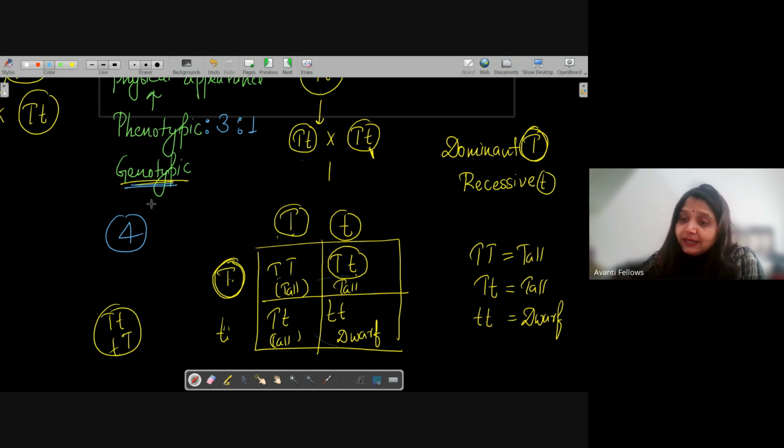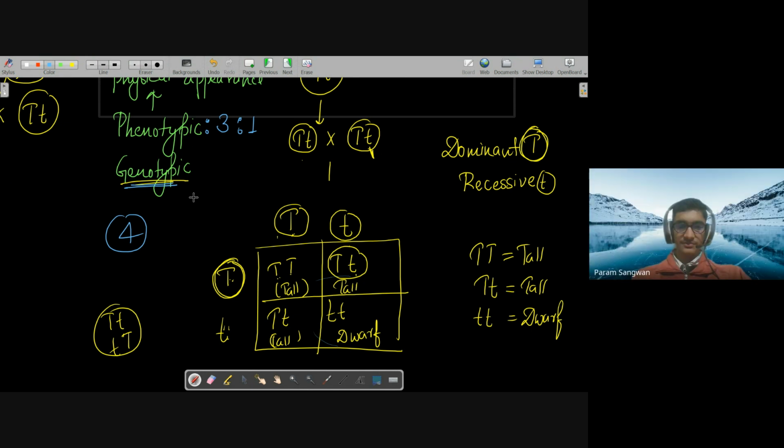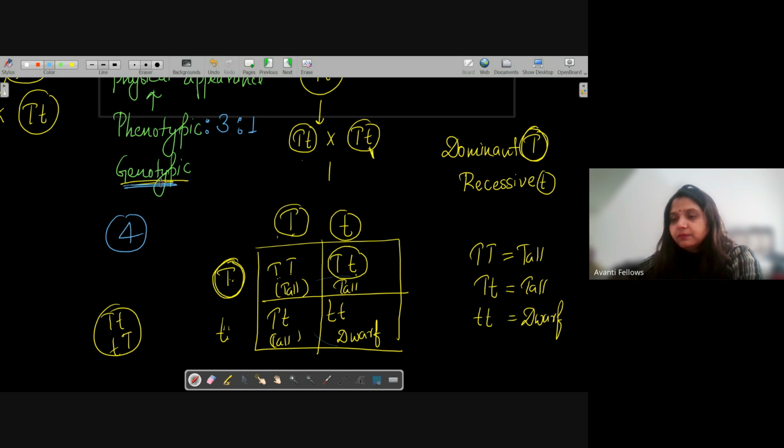How many types of genetic combinations are there? How many types of genetic combination do you see here? Genotypic combination, not the phenotypic one. Do you know what is phenotypic and genotypic thing, or you don't know that also? Param, do you understand these words? What is genotype and phenotype? Yes, ma'am. Then why you are not answering this thing? Genotype is this.